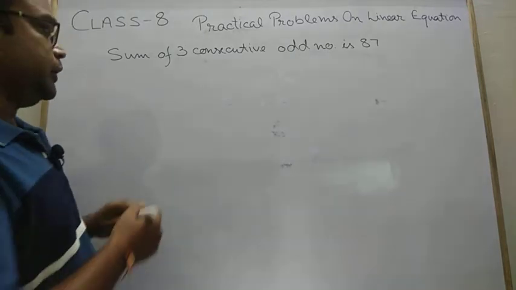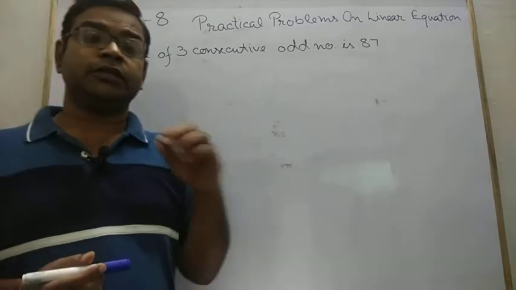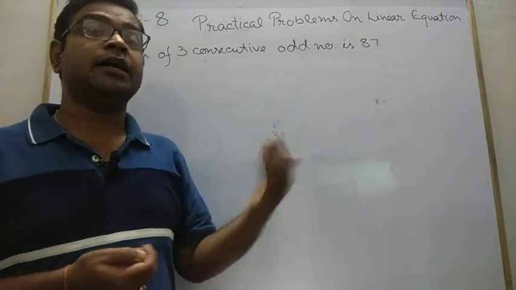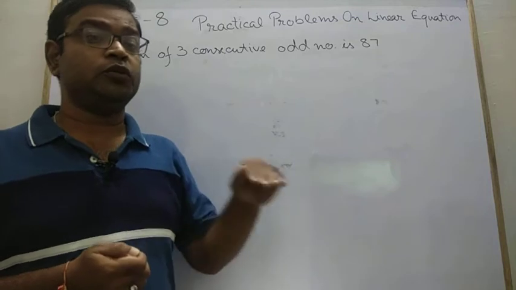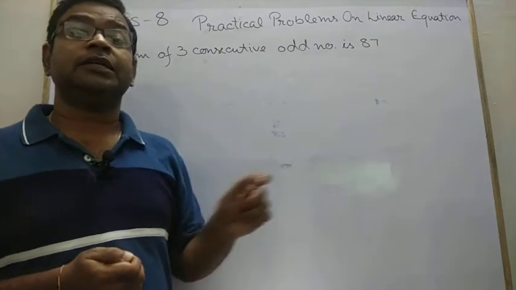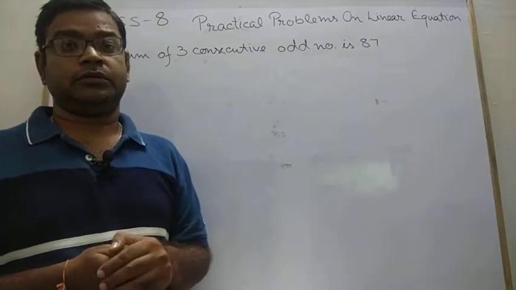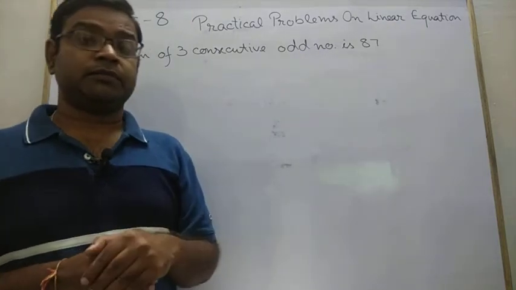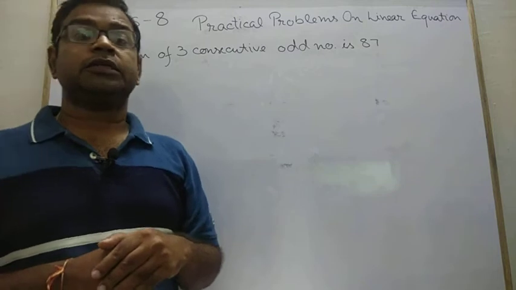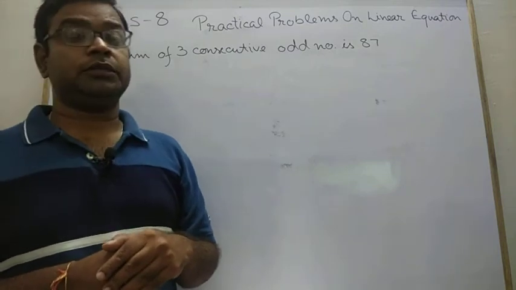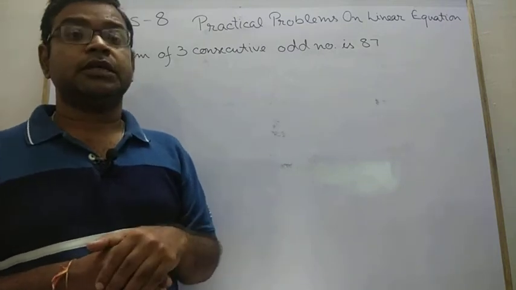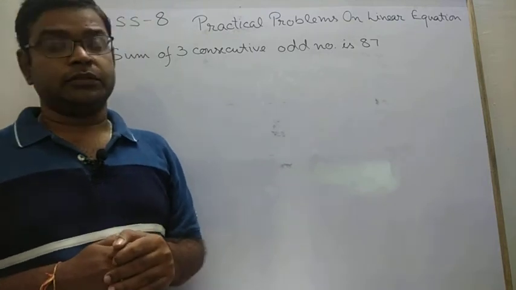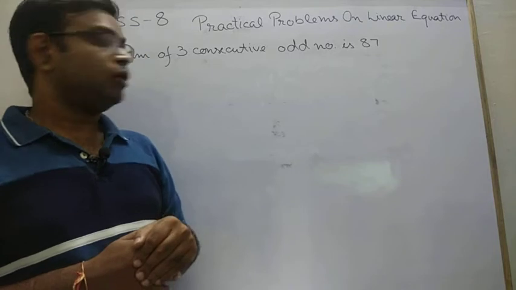I think all of you know the meaning of consecutive. Consecutive means one after another, in a continuous way, for example 1, 2, 3, 4. These are consecutive numbers. I'm not talking about odd numbers here. If we discuss consecutive odd numbers, then these numbers are 3, 5, 7, likewise. So these are consecutive odd numbers.